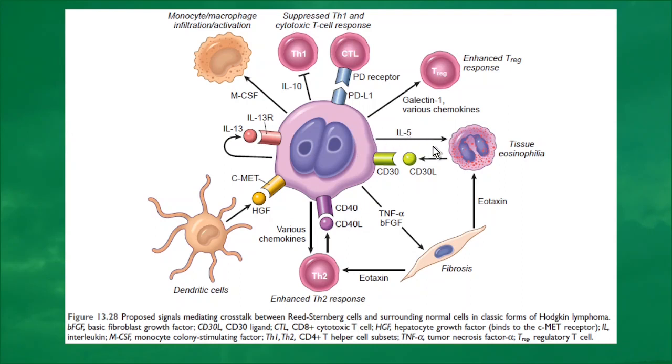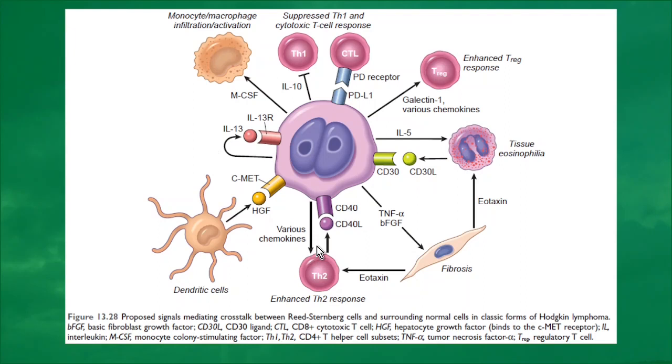Interleukin 5, as we know, increases eosinophils, tissue eosinophilia, and in turn, eosinophils produce CD30 ligand, which binds to CD30 and increases NF-kappa B inside the RS cell. Like that, T cells produce CD40 ligand, which increases NF-kappa B. Again, RS cells can produce tumor necrosis factor alpha and beta, and FGF, fibroblast growth factor, causing an increase in fibroblasts, which causes fibrosis. These fibroblasts produce eotaxin, which also increases eosinophils, and MCSF increases monocyte activation.